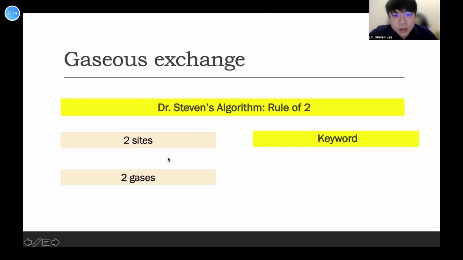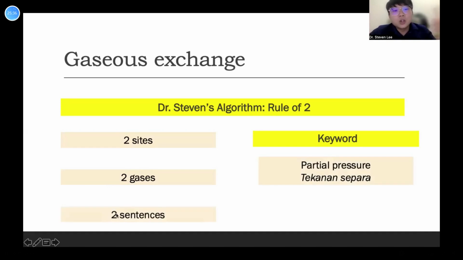Are you clear? Okay? And then you must have two sentences. Which two sentences? I will tell you later. But this is what I call Dr. Stevens' rule of two for gaseous exchange, pertukaran gas. Dia ada dua tapak, dua gas, dan you mesti ada dua ayat. Which dua ayat I will explain to you later. Okay? The key word in this part is partial pressure ataupun tekanan separa.